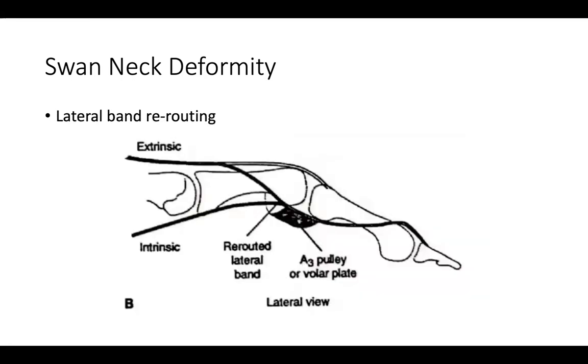Some people prefer to do this lateral band rerouting procedure. So as we know in swan neck deformity, the lateral bands migrate dorsally. And so this procedure reroutes them to bring the lateral bands volar to the axis of rotation of the PIP joint, which then corrects that extension deformity.